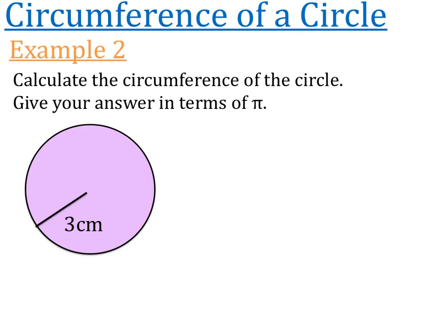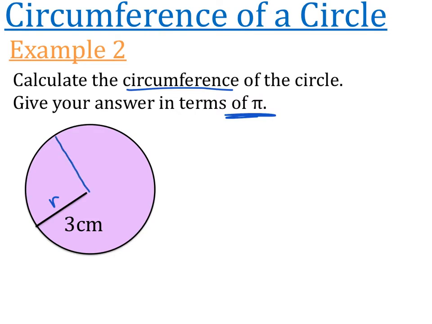This next question is ever so slightly fancier, but it also is even easier. So again, calculate the circumference of the circle, but this time give your answer in terms of pi, which we can do without the calculator at all. So if we look over to this light purple circle, we can see that the 3 centimeters is the radius that goes from the outside of the circle halfway through it.